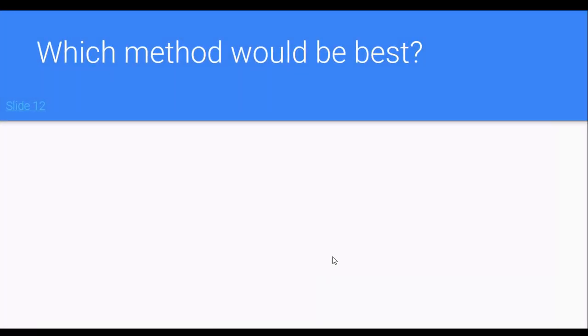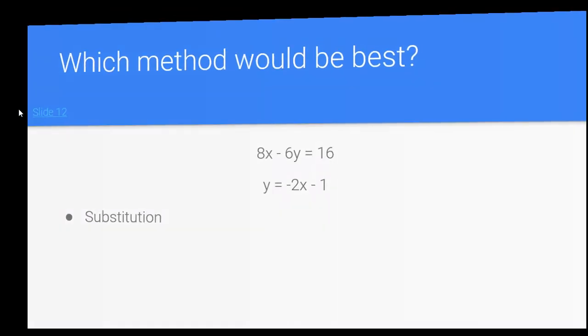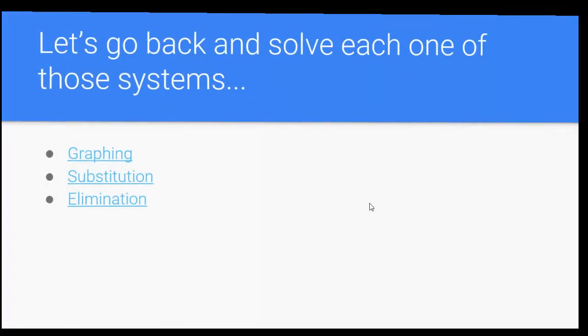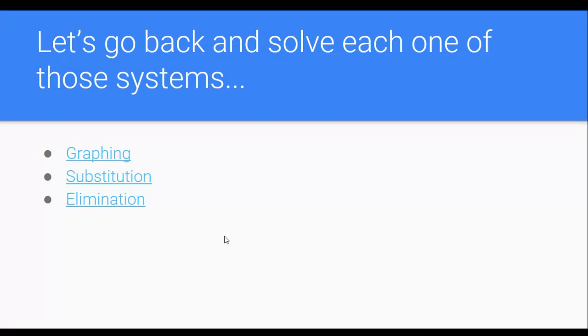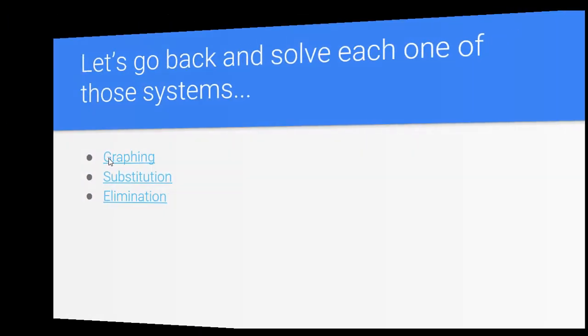Which method would be best to solve this system? Is it graphing, substitution, or elimination? Substitution is your best option here because you've got one equation in standard form and one equation in slope-intercept form. Now, what would it look like to solve each of these systems using their efficient method?